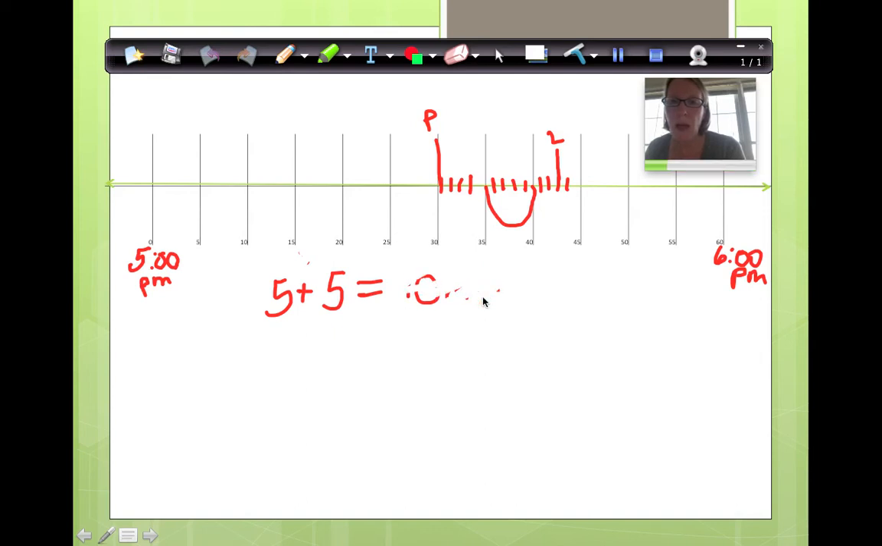Now we know, where's my eraser? I'm trying to find my software here. I'm erasing things that don't need to be erased. Okay, we do know that this is a 5-minute line here. Go back to my pen.